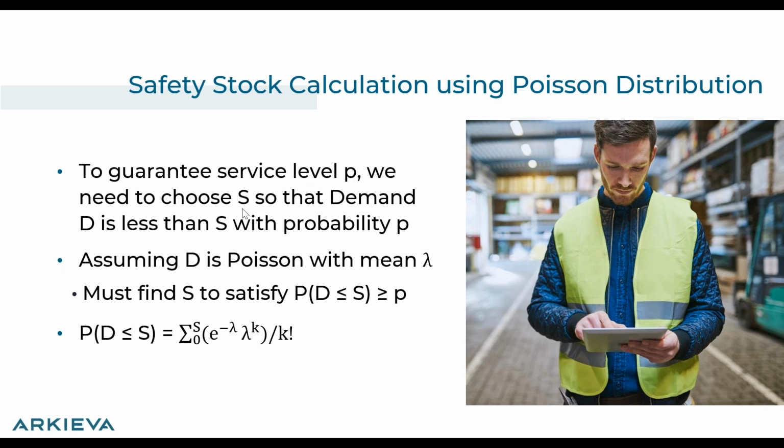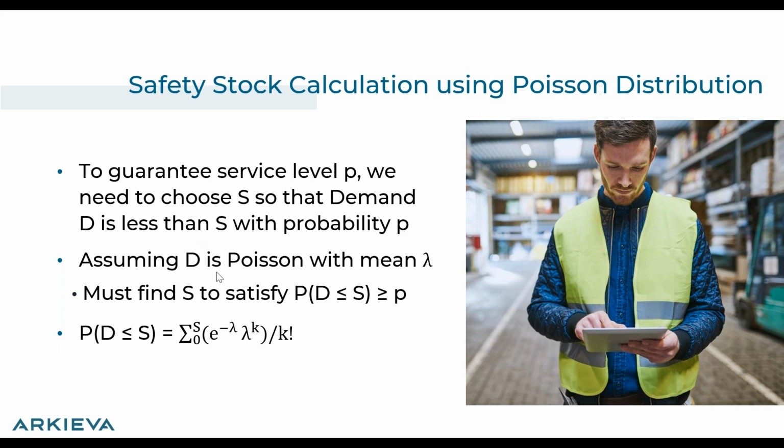We need to choose the overall stock level S such that the demand D is less than the stock S with a probability of P. If the demand D is less than S, we will not have a stock out. If we do not have a stock out, that means we are doing a good job of meeting the demand. So the question is, up to a certain percentage of the time, we want to make sure that demand is less than what we stock.